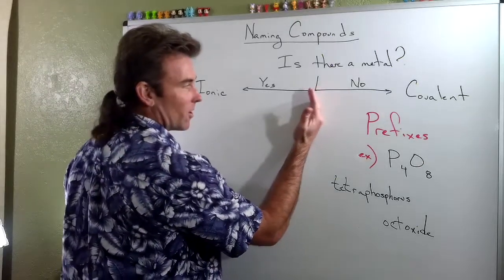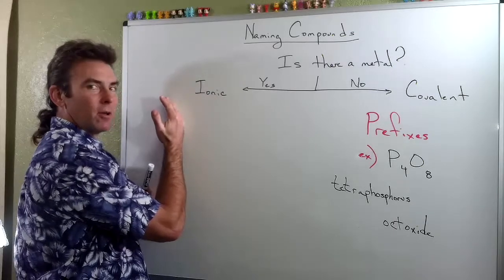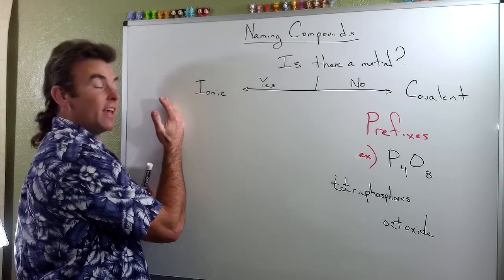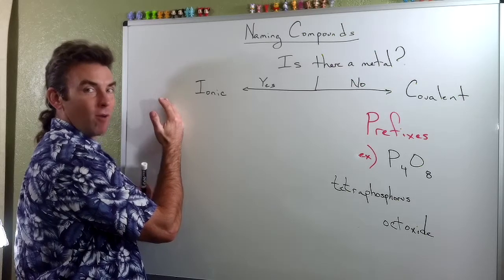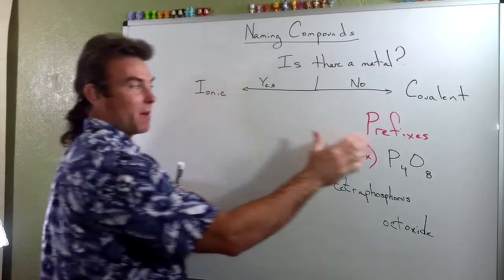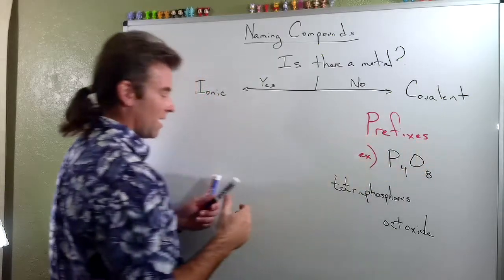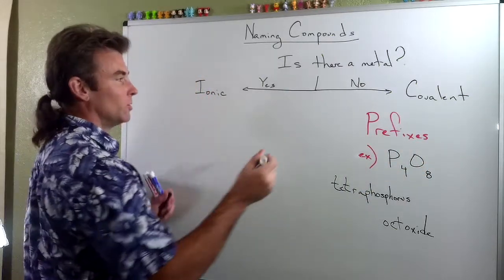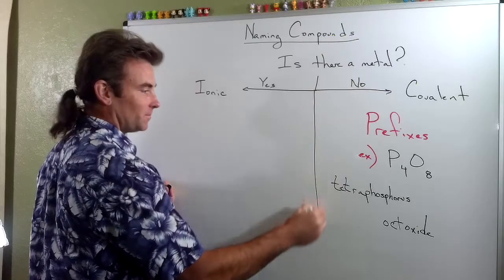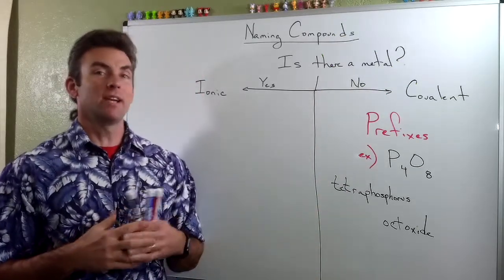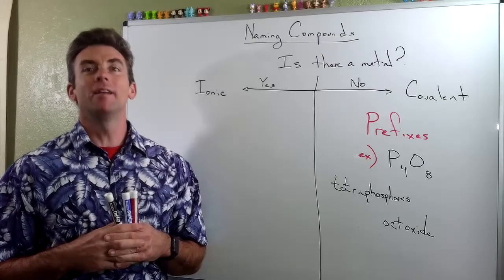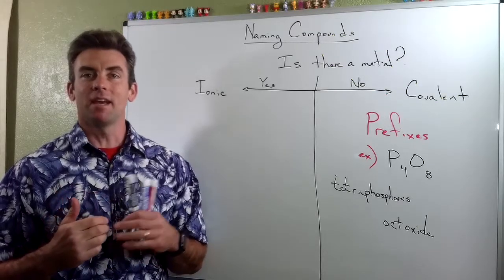On this side of the world, if you decide that there is a metal present and that it is ionic, if you use prefixes, you will 100% of the time get the question wrong. So that's why I put prefixes in red. Over here, absolutely no prefixes are allowed. Ionics, in a lot of ways, are a lot bigger of a pain in the butt in terms of naming and coming up with formulas.